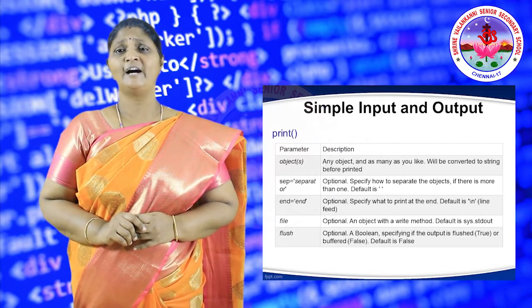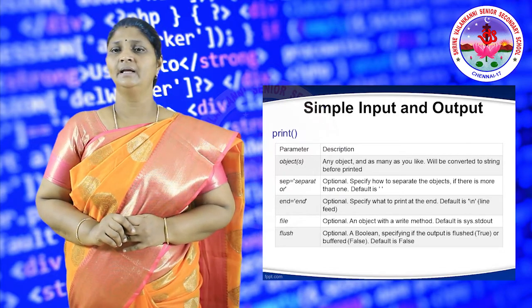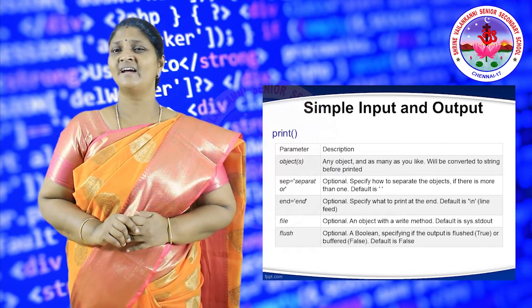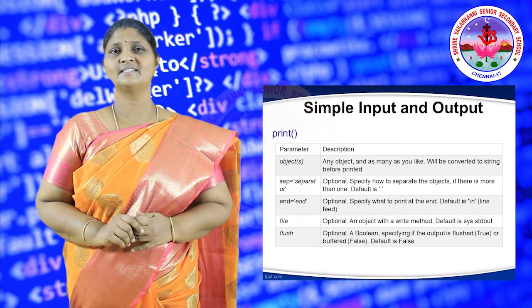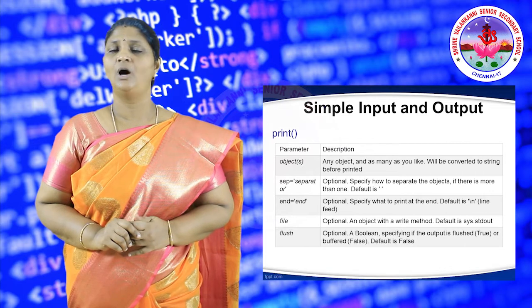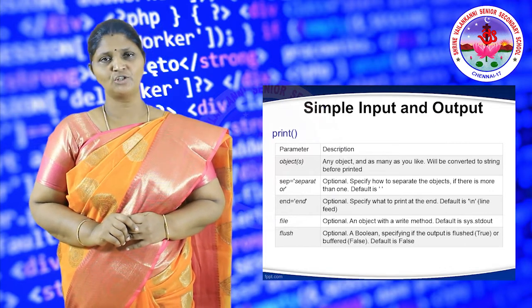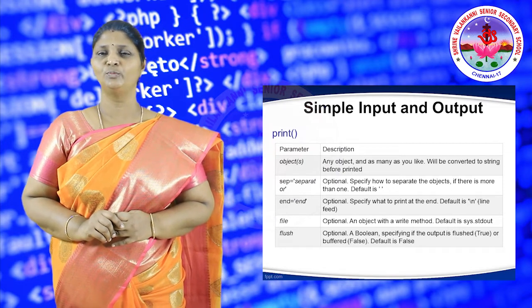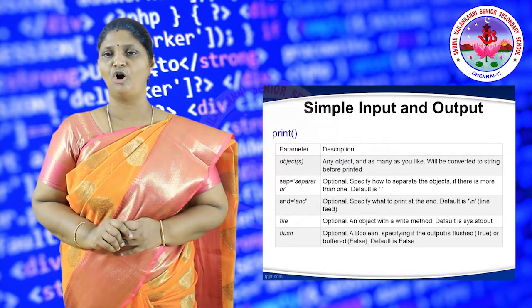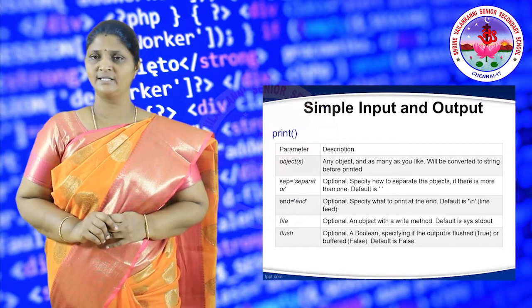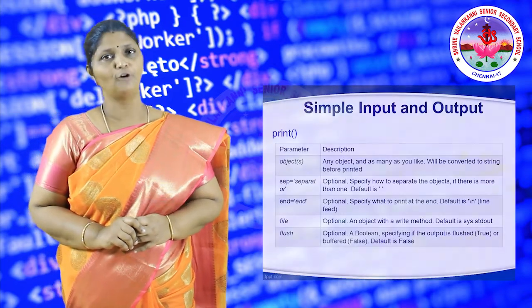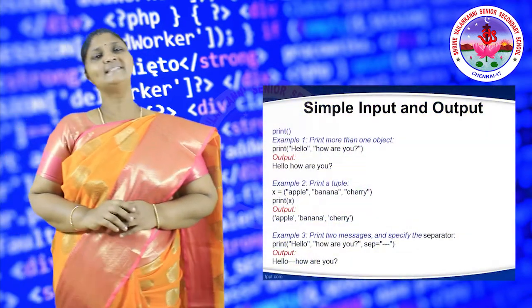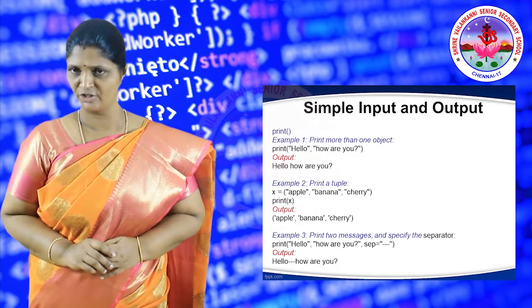Next comes file, which is also optional, and it is an object with a write method. By default it is sys.stdout. Then comes flush, which is also optional, a boolean specifying if the output is flushed, that is true, or buffered, that is false. So by default it is false. So let's see a few examples for the print function.